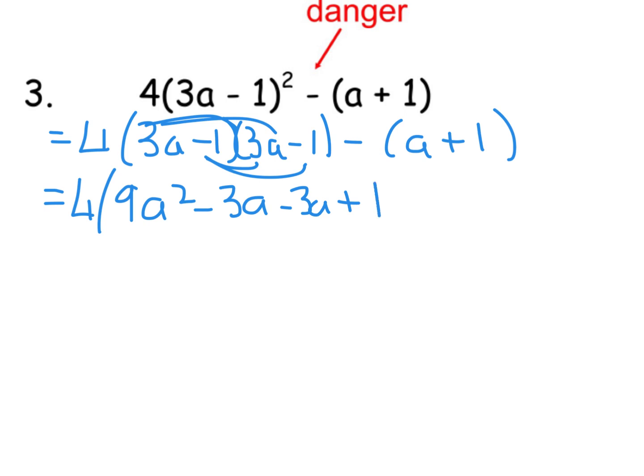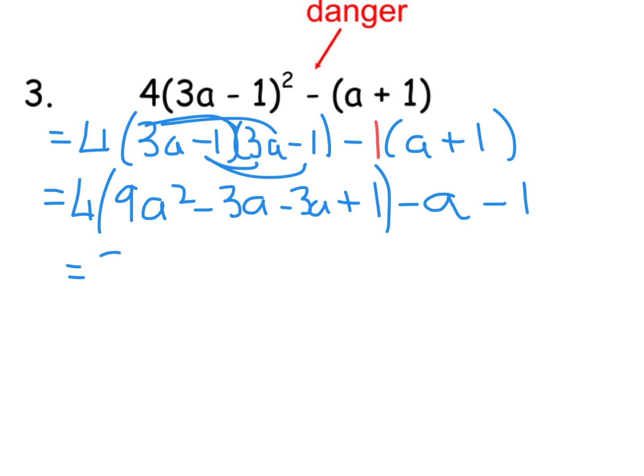Now watch this bit. It looks like there's nothing in front of the bracket. Remember, there's really a minus 1 there. So we're multiplying by minus 1. So this is going to become minus a and then plus 1. That's where mistakes happen. Then I need to multiply this other bracket through by 4.